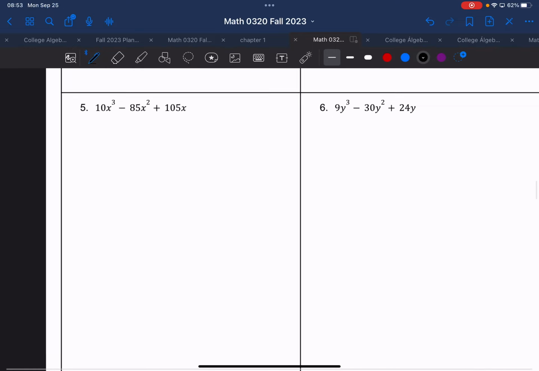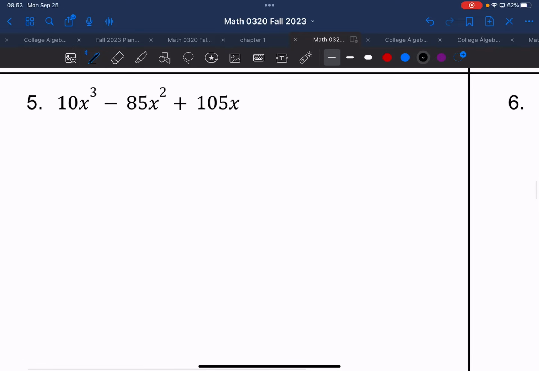Let's look at number 5. Okay, so number 5, we're just checking if it's in the correct order. Is it in the correct order? Yes, because we have x cubed, then x squared, then x. It's descending in x's, so we know that's in the correct order. Is there a GCF that we could take out? Yes. What would be that GCF?